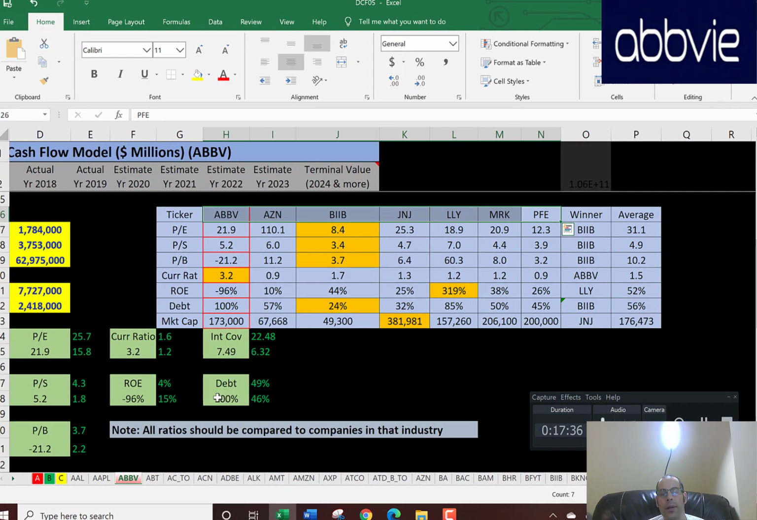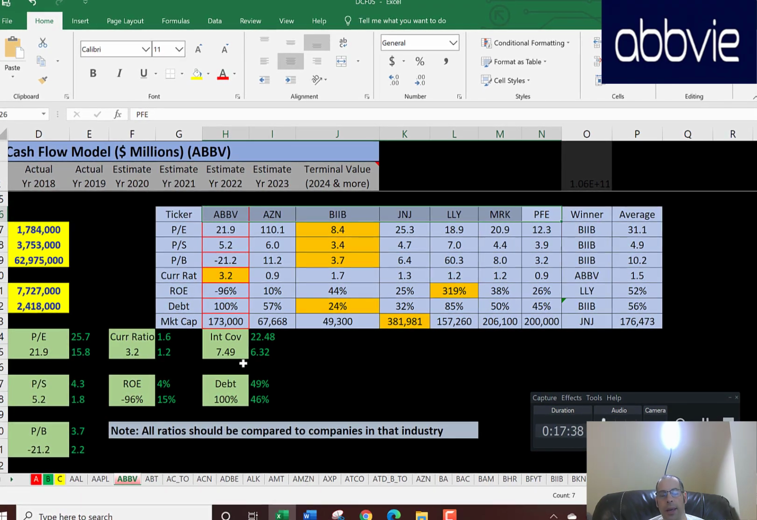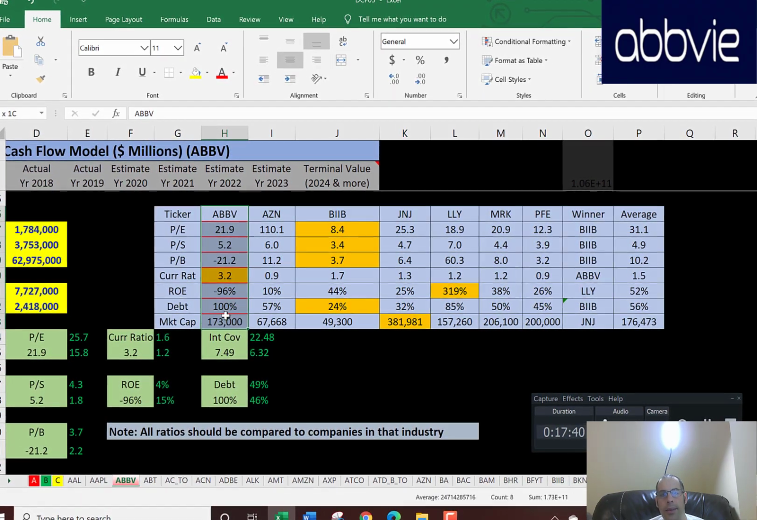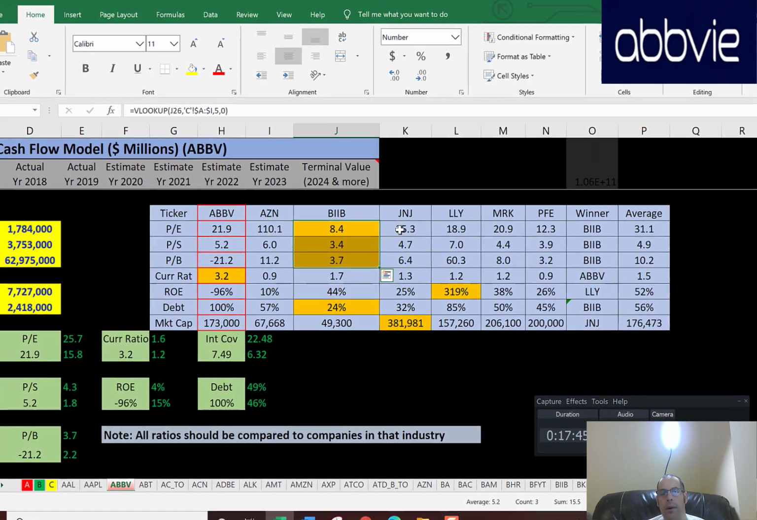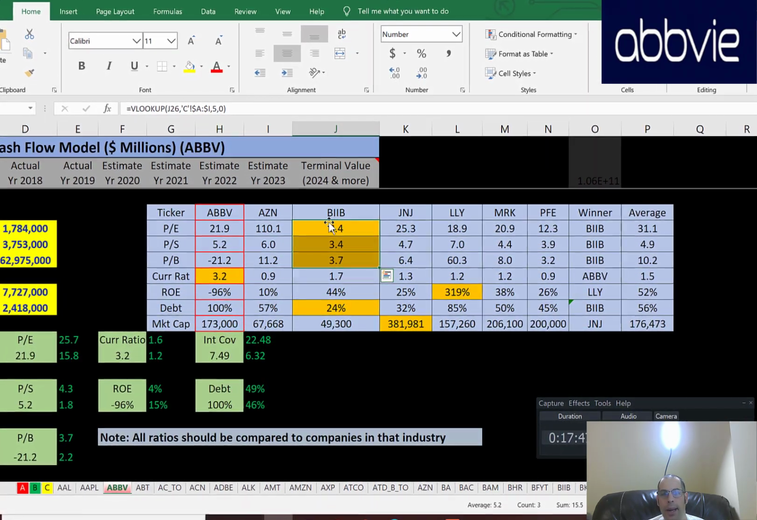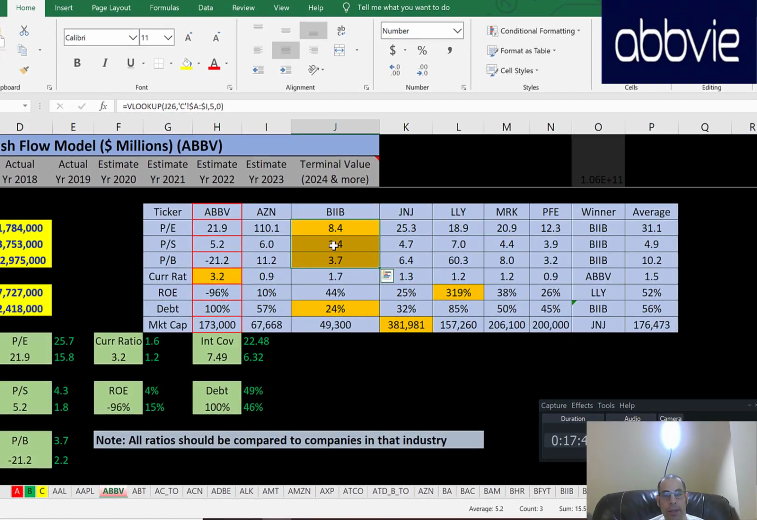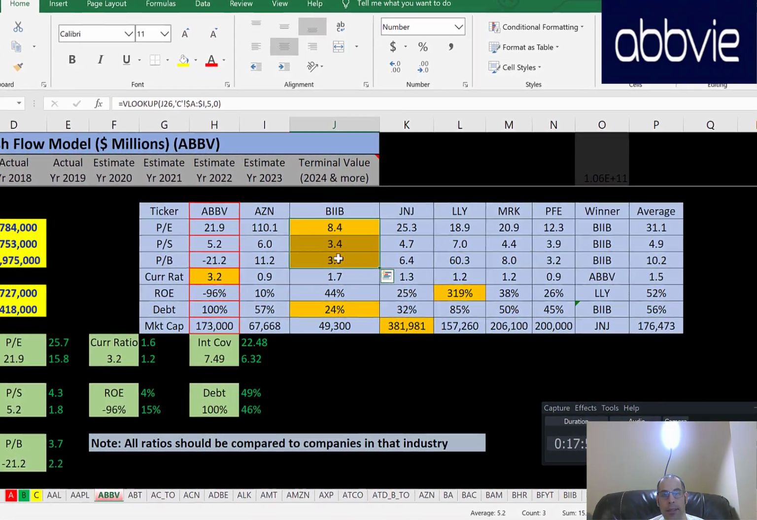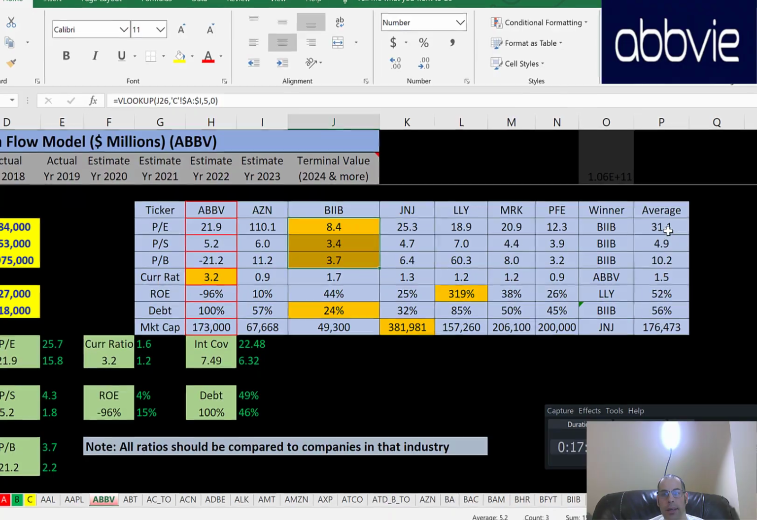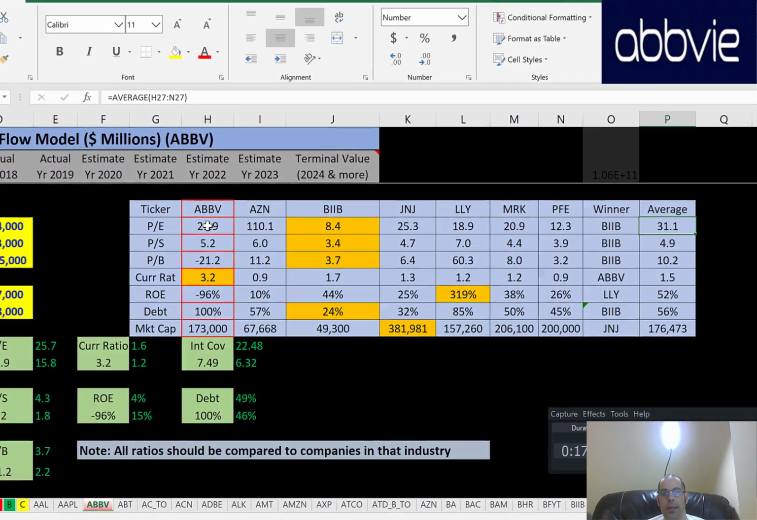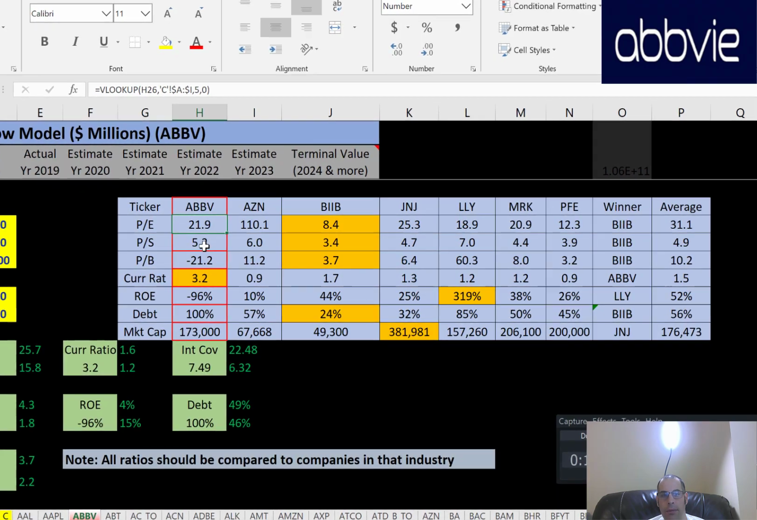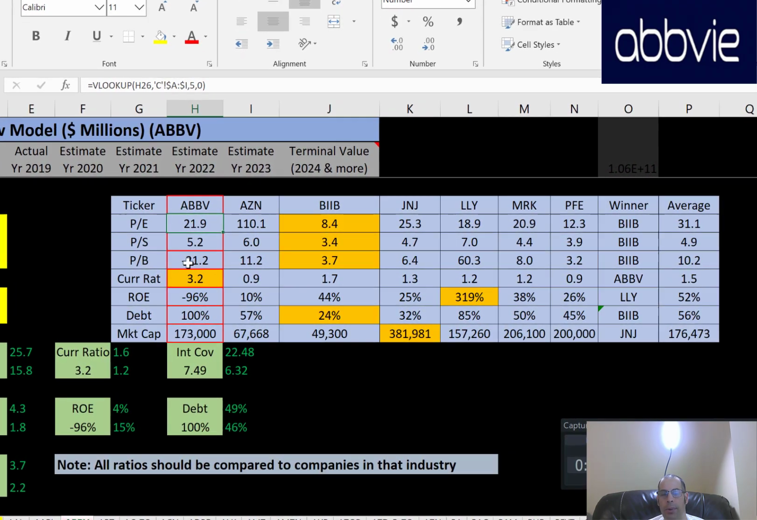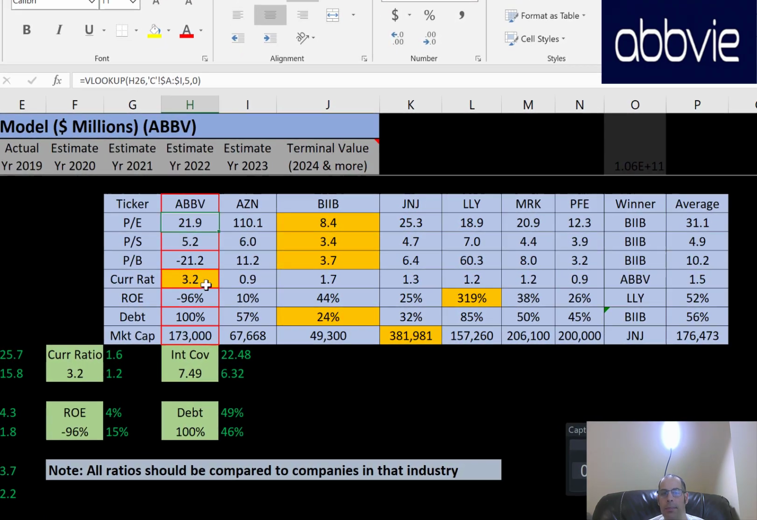So here are 7 drug manufacturers and their ratios. And this is ABBV. And Biogen is here. They have a lot of orange because they win in a lot of categories. They have the lowest PE, the lowest price to sales, the lowest price to book. And this is the average. So ABBV is lower than the average for price to earnings. They're about average for price to sales, and we can't look at their price to book because it's negative.